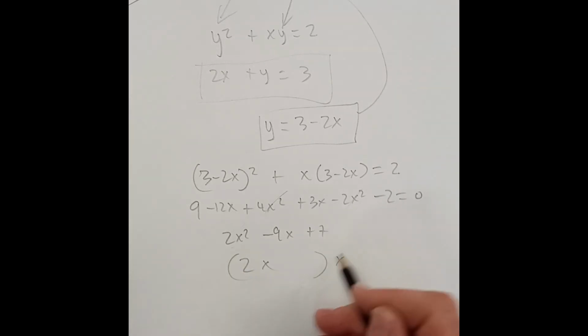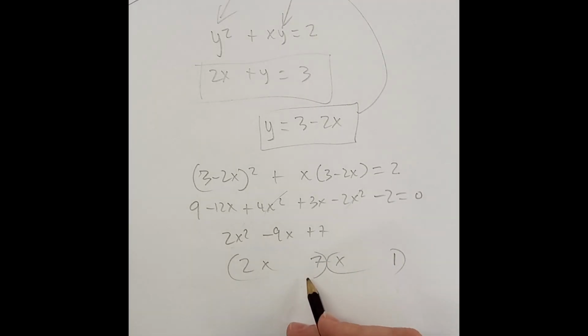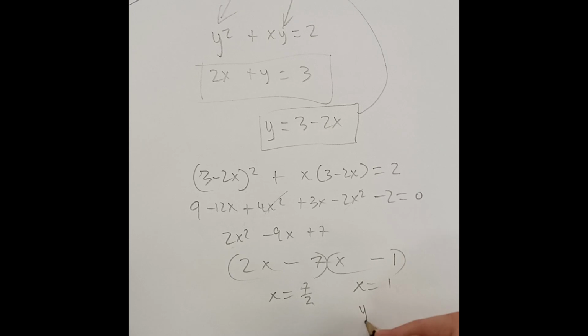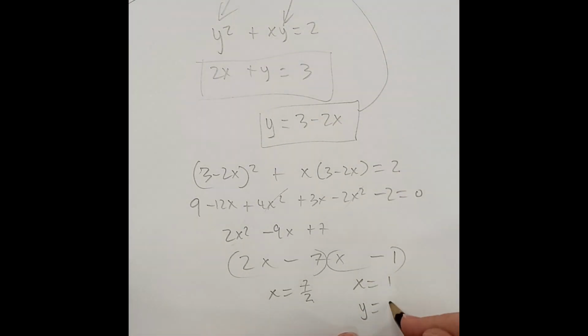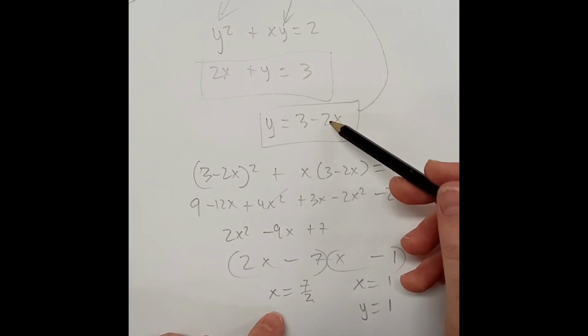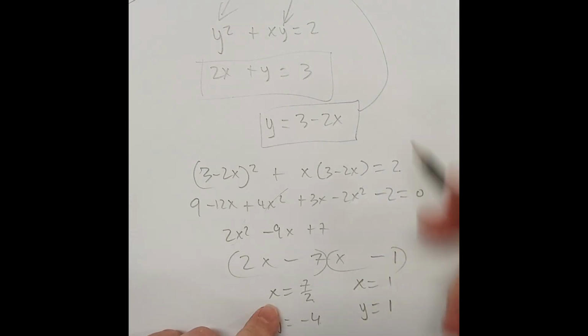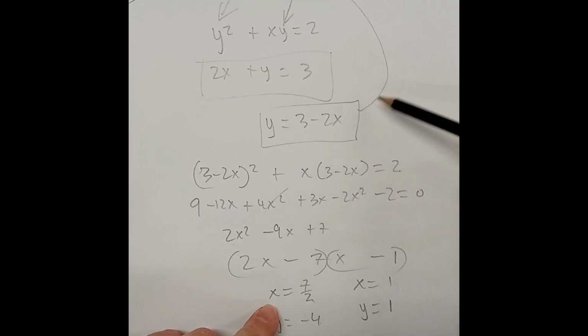2x and x. And let's put the 7 in the 1, and 2 minuses. x is 1, or x is 7 over 2. And then you can find the corresponding y, because if x is 1, then y is also 1. And if x is 7 over 2, y is minus 4, I think. I can check that. 7 over 2, the 2s cancel. 3 minus 7 is minus 4. There you go.